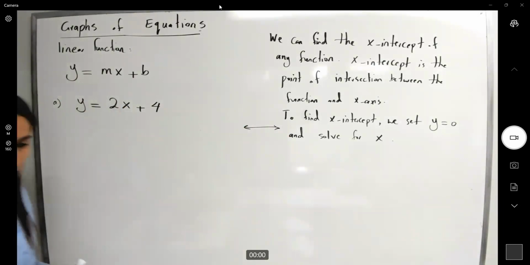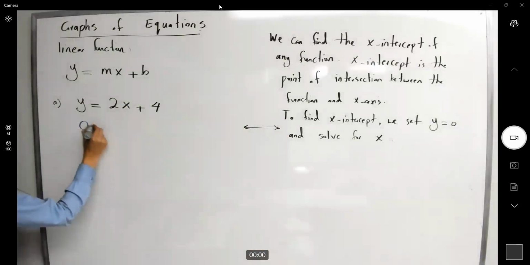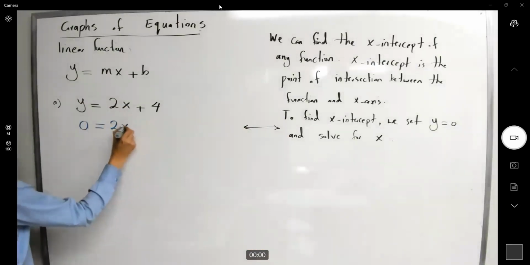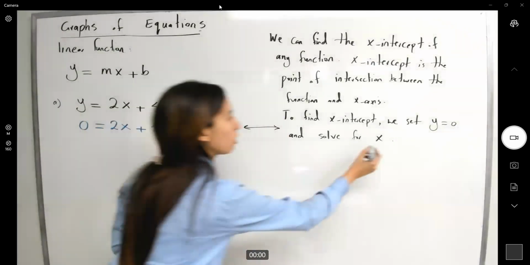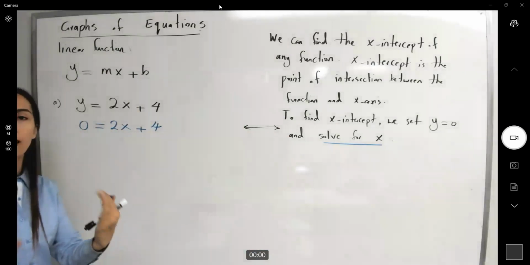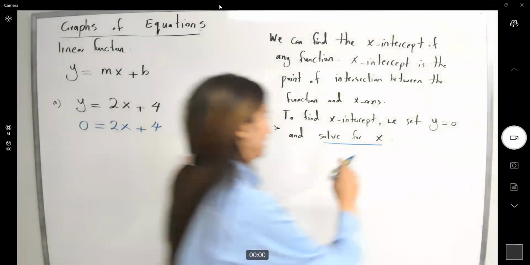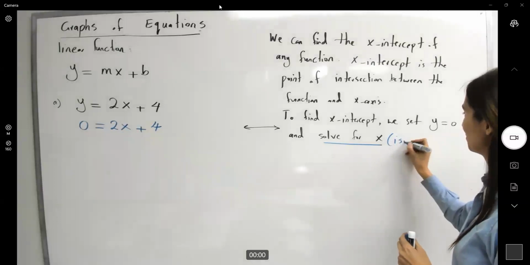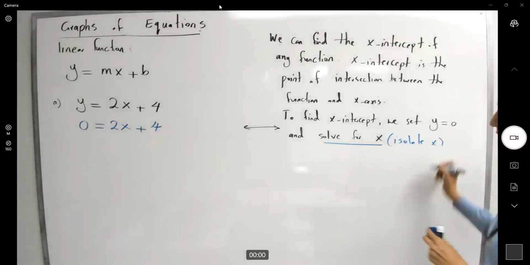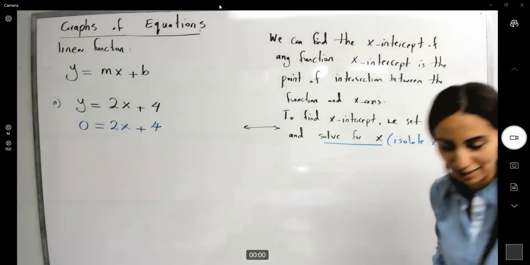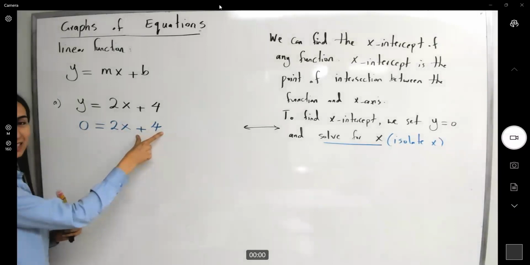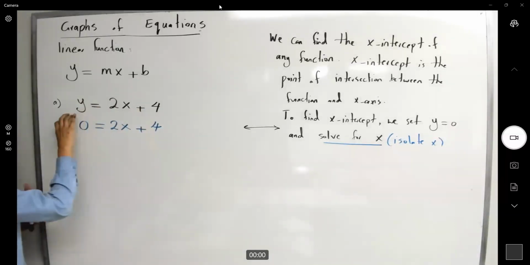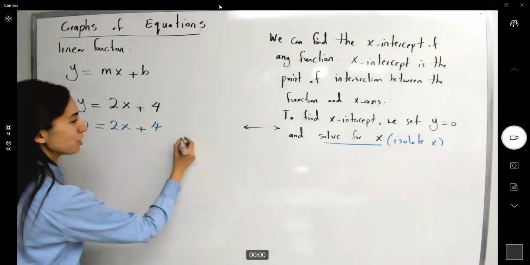Let's see. Y is 0, and on the right-hand side, I have 2x plus 4. To solve for x, it means that I have to isolate my x. How do I isolate my x here? Step by step. First, get rid of the constant. Bring the constant to the other side. Subtract 4 from both sides.